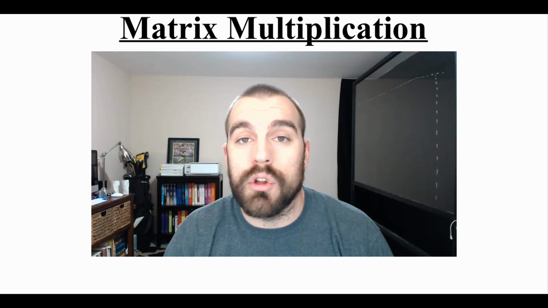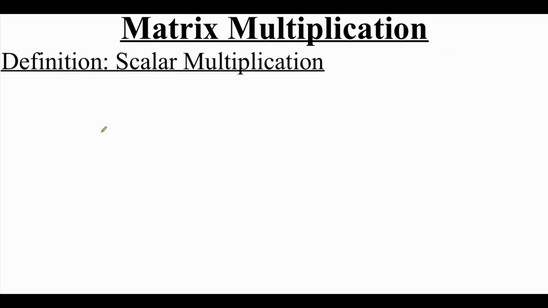In this video, we're going to look at matrix multiplication. When we're doing multiplication with matrices, there's actually two different kinds of multiplication, and the first one we're going to look at is called scalar multiplication. And when we're dealing with matrices, a scalar is just some real number.